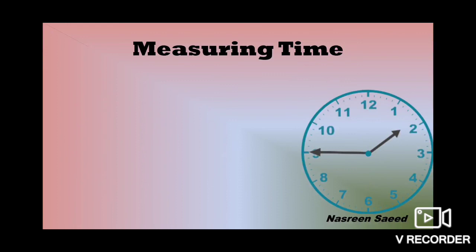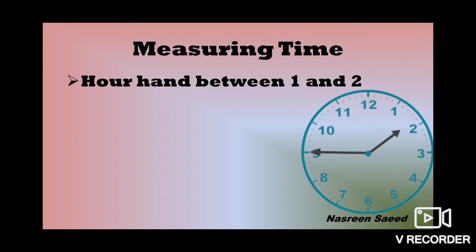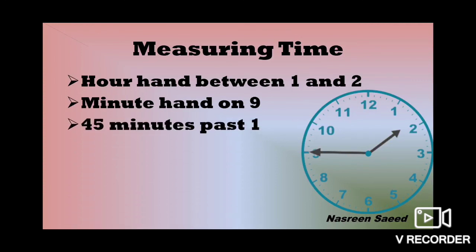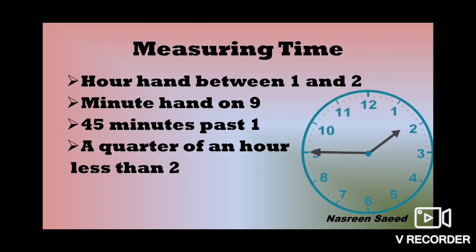Now in the next picture, my hour hand is between 1 and 2. Minute hand is on number 9. That means 45 minutes past 1, or a quarter of an hour less than 2. So it is quarter to 2.